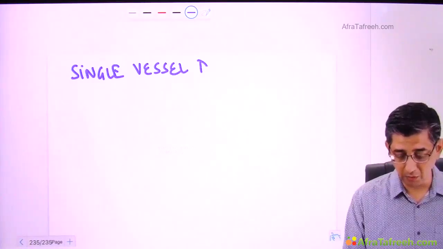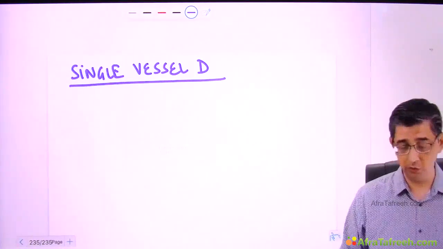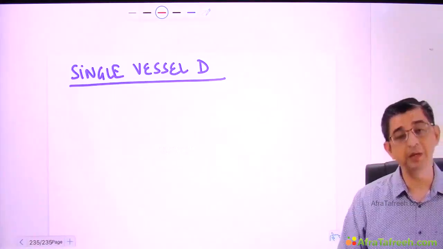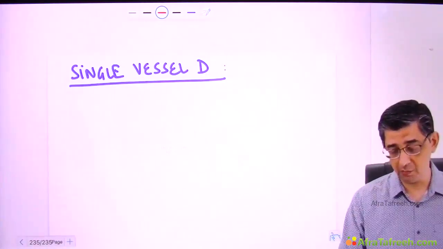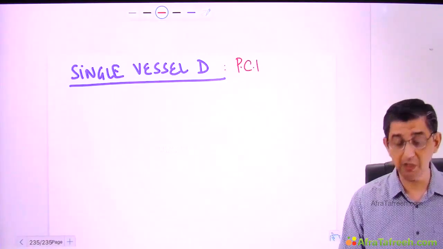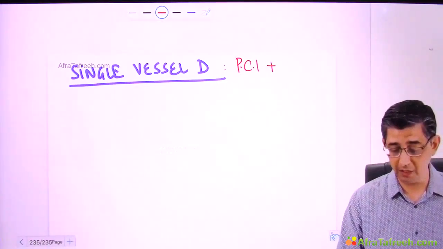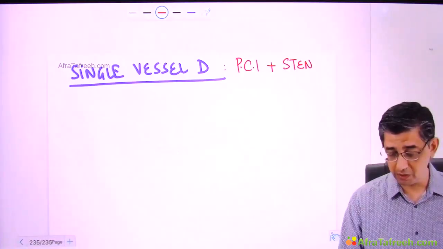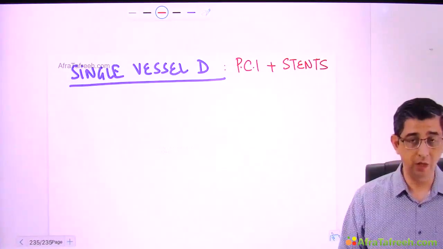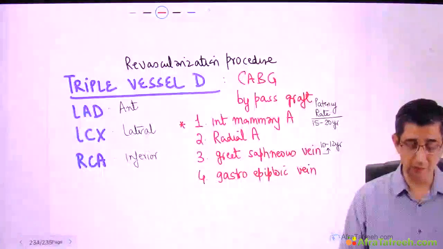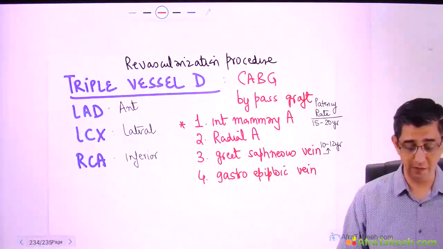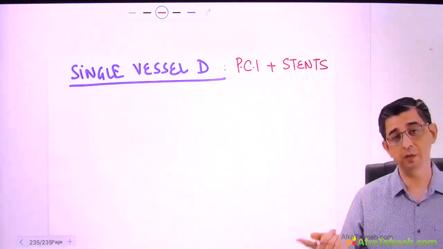And now I want you to listen to what I say very carefully. You see, when I'm talking about single vessel disease in a patient, the treatment of choice at this point of time will be PCI, percutaneous coronary intervention with stenting. I will talk about the types of stents also which are available as of now, but the message is the revascularization procedure for triple vessel disease versus single vessel disease versus double vessel disease.